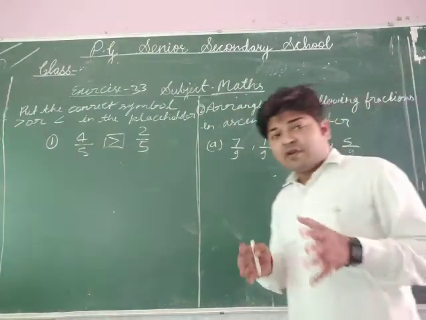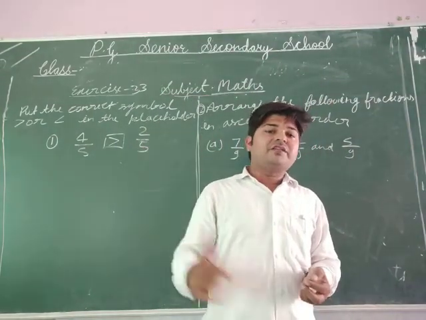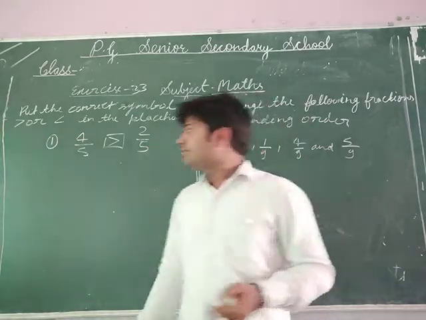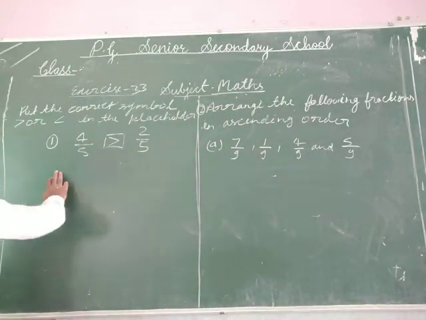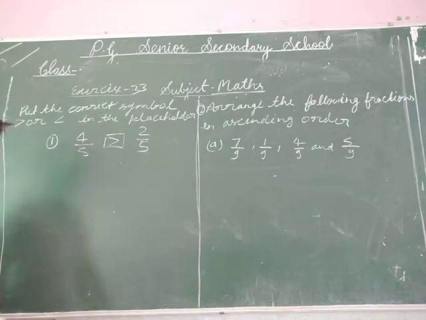When the denominator will be equal, you have to see the numerator. Which numerator will be greater? That fraction will be greater. Okay. So here you can see 4 is greater than 2. So this fraction will be greater.